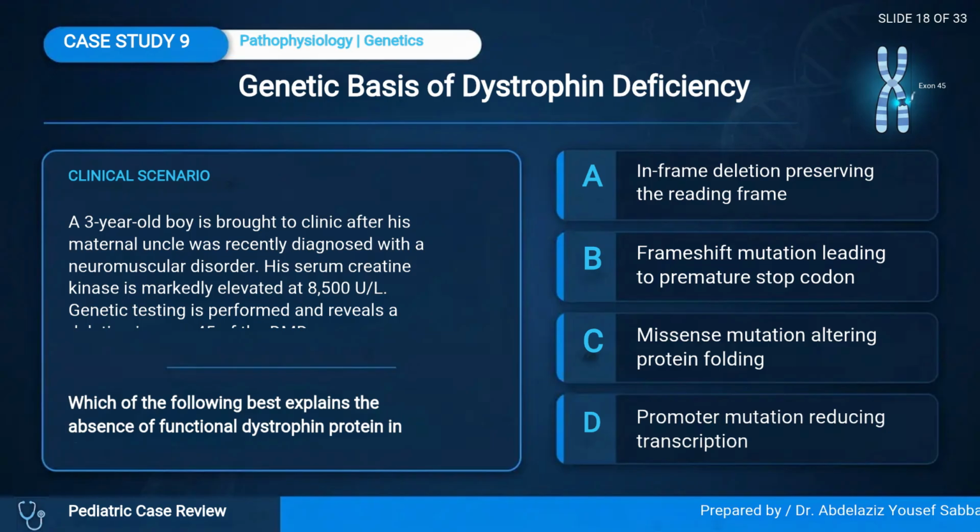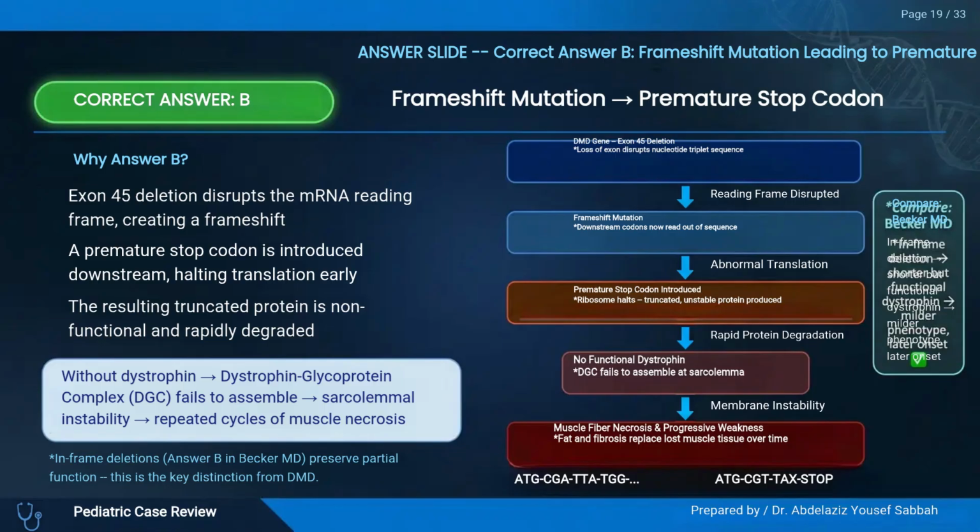Option A, in-frame deletion preserving the reading frame. Option B, frameshift mutation leading to premature stop codon. Option C, missense mutation altering protein folding. Option D, promoter mutation reducing transcription. The correct answer is option B, frameshift mutation leading to premature stop codon.